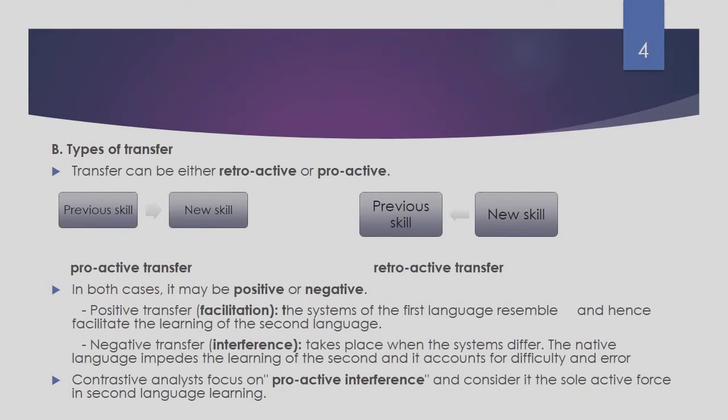Language transfer, or the use of previous knowledge when learning a new task, has several types. The types can be classified according to the direction of transfer or according to the effect of transfer. Let's take the direction of transfer. Here, from a previous skill to a new skill, or vice versa. Here, transfer can be either retroactive or proactive.